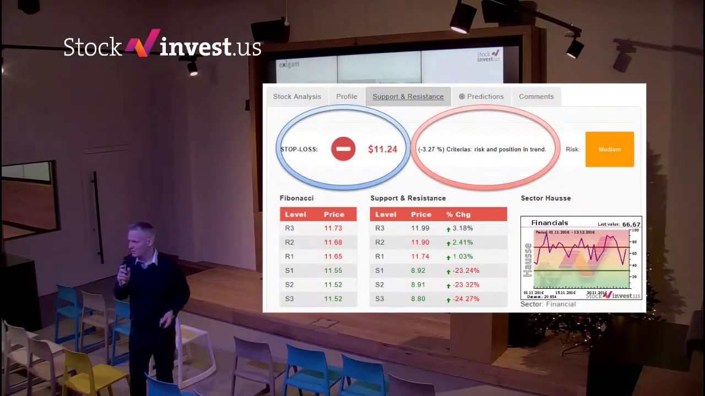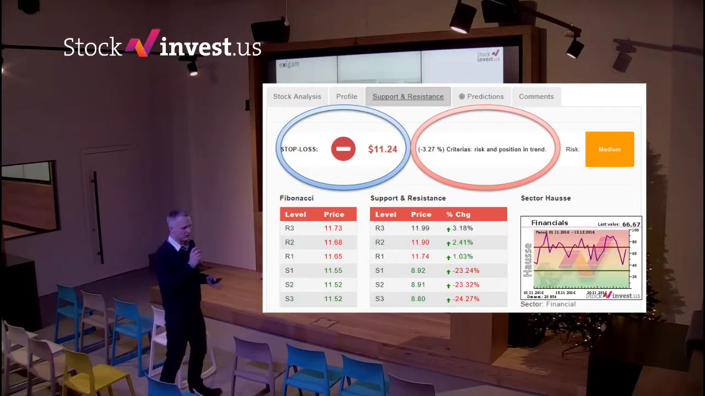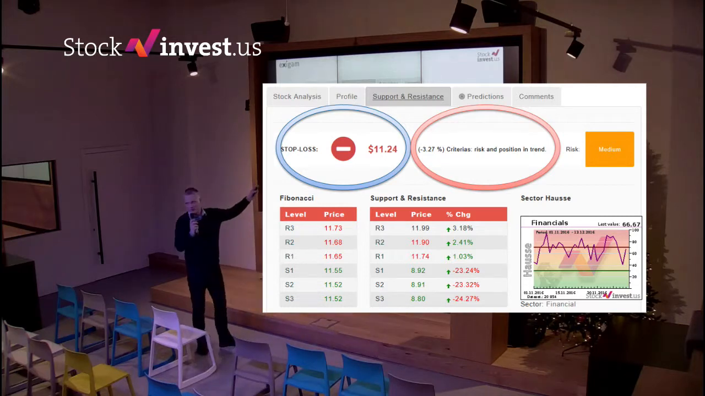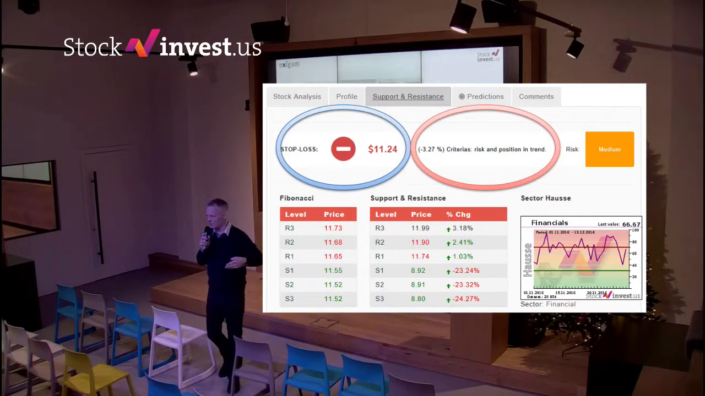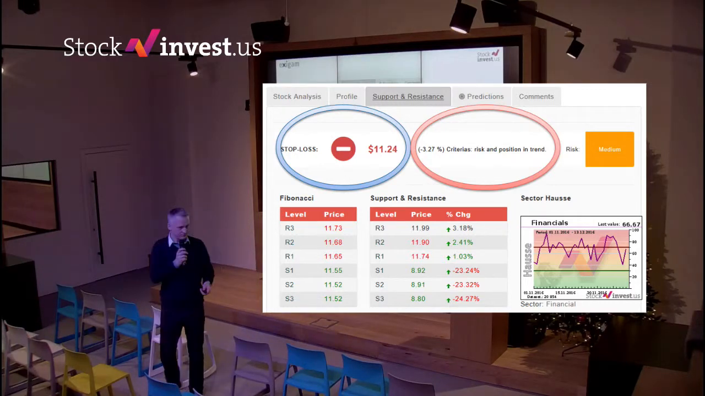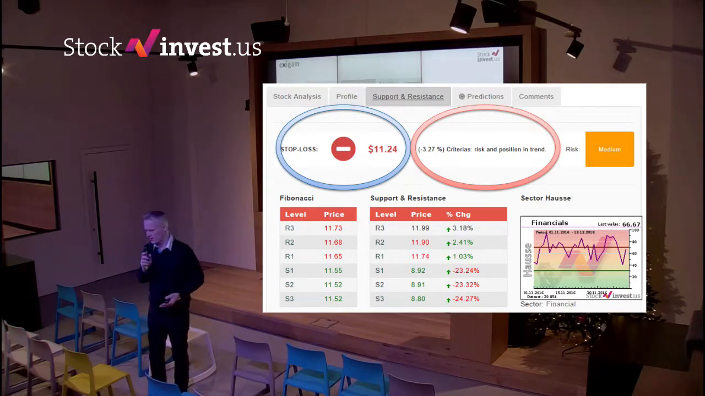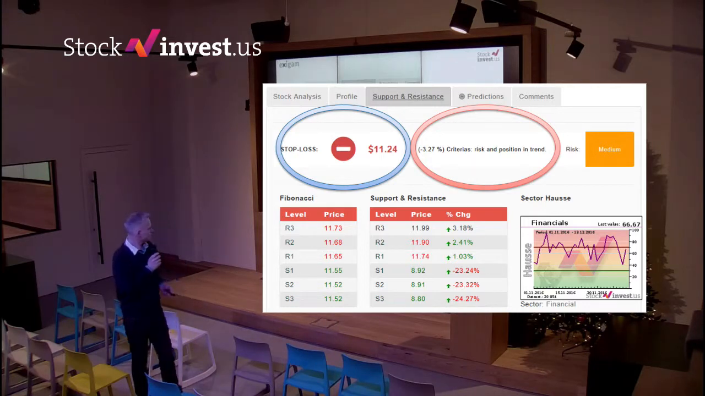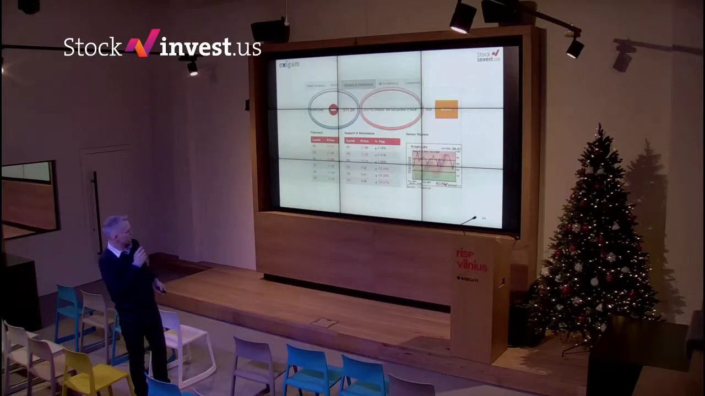On our page, we calculate the stop loss based on how it's positioned in the trend. So in this case, we just say put your stop loss at 11.24. This will update every day. And our system recommends a stop loss of 3.27%. And it also shows another thing. It says for this stock, the risk is medium.